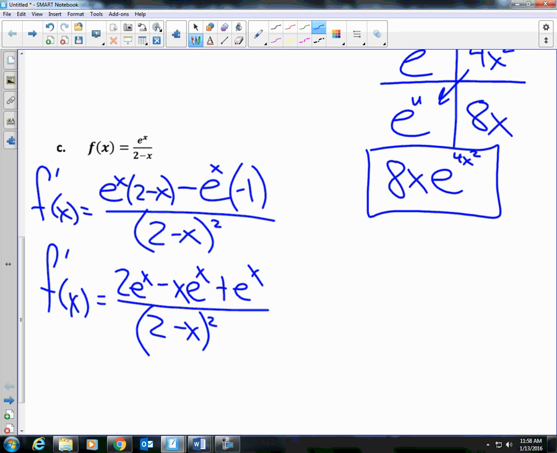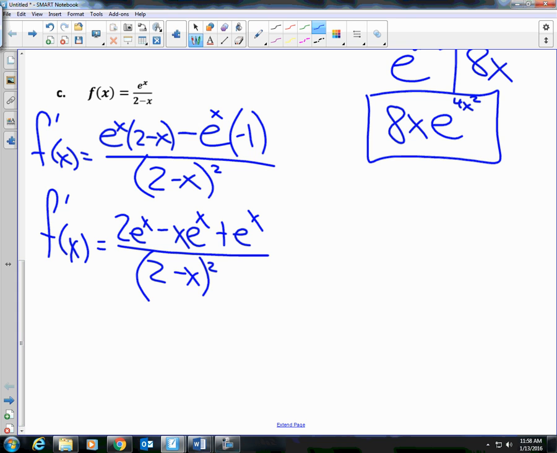Can I combine any like terms? That 2 e to the x and e to the x make 3 e to the x minus x e to the x, all over 2 minus x, that quantity, squared. In your answer, you must make sure that you combine like terms if you can. Okay? That's it. That's your answer.